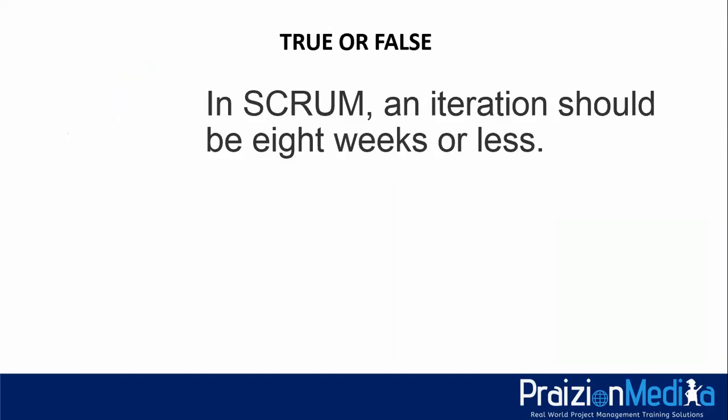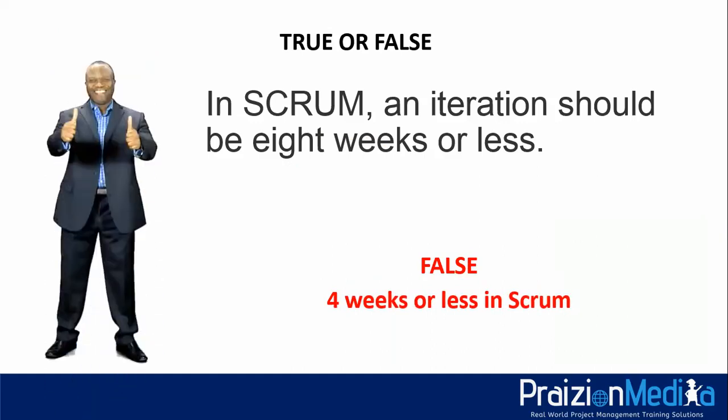In Scrum, an iteration should be 8 weeks or less. True or false? Hit the pause button if you need more time. 3, 2, 1. That is false. In the world of Scrum, an iteration should be 4 weeks or less.